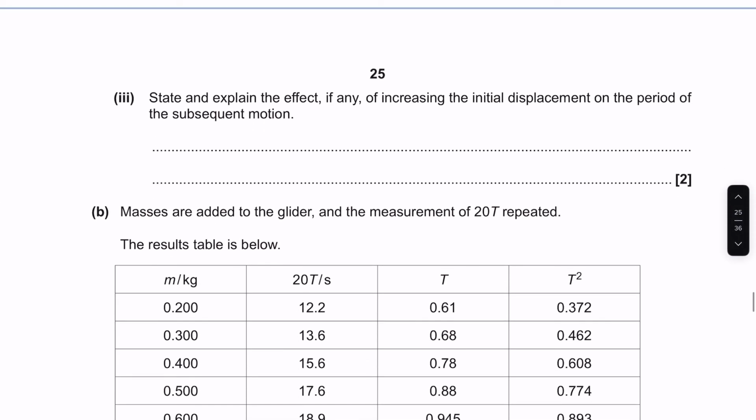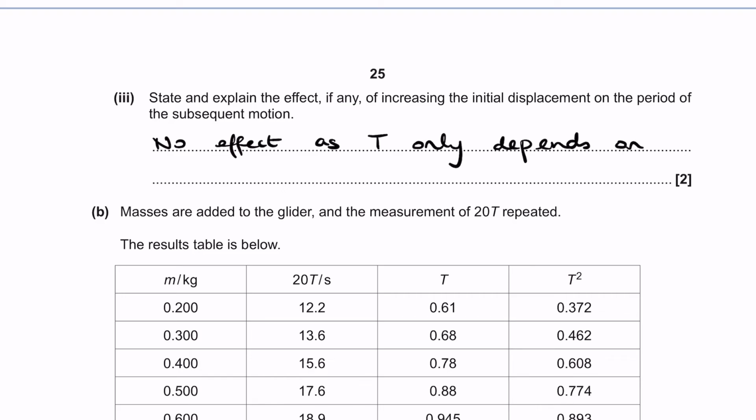Part III, state and explain the effect, if any, of increasing the initial displacement on the period of the subsequent motion. So no effect, as time period only depends on the length of the springs or the pendulum bob, as the system is isochronous.